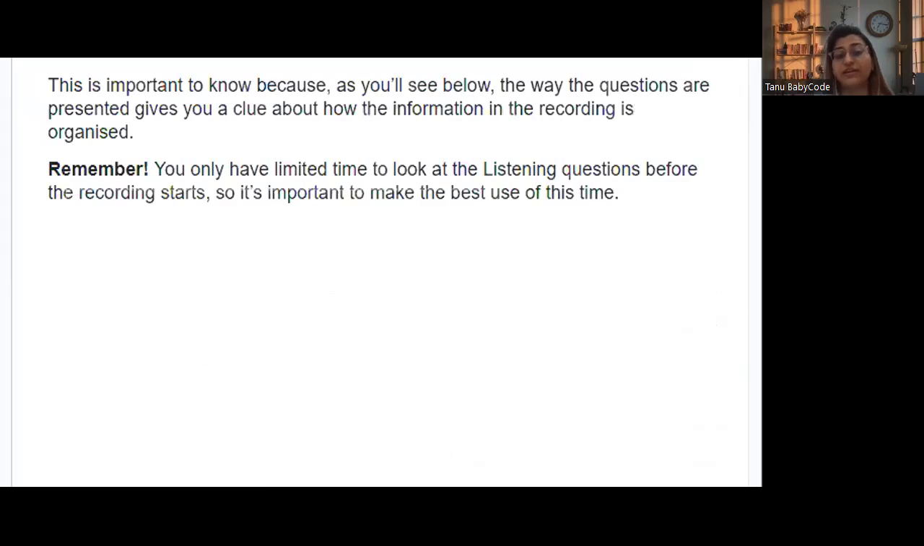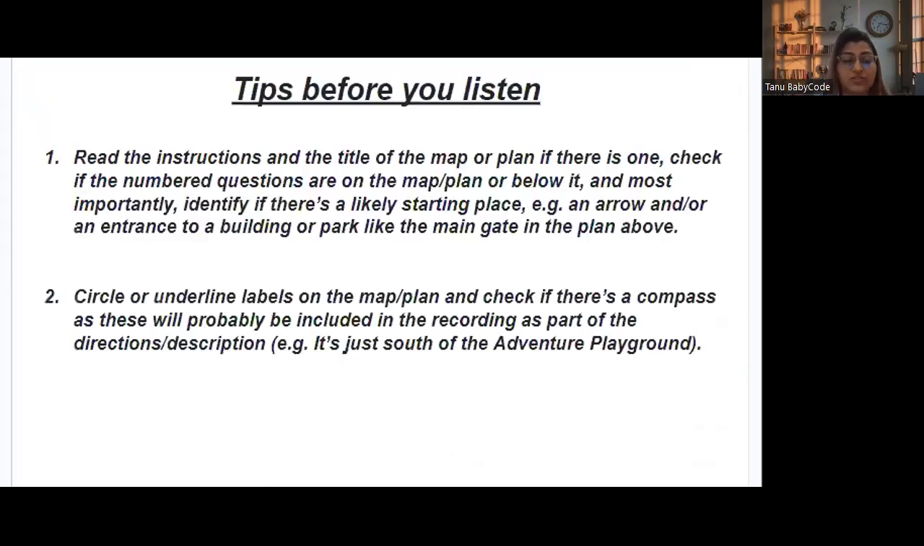Now, this is very important to know, because the way the questions are presented gives you a clue about how the information in the recording is organized, right? Remember, you have only limited time to look at the listening questions before the recording starts, so it's important to make the best use of this time. Let's have a look at the tips which you need to know before you start listening to your recording.